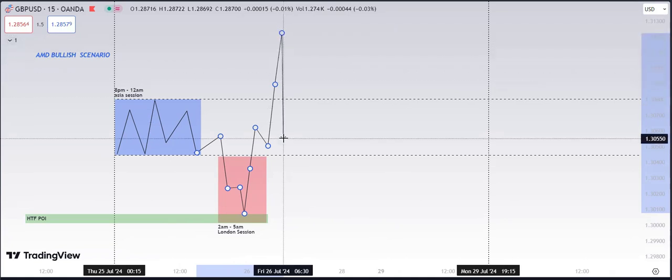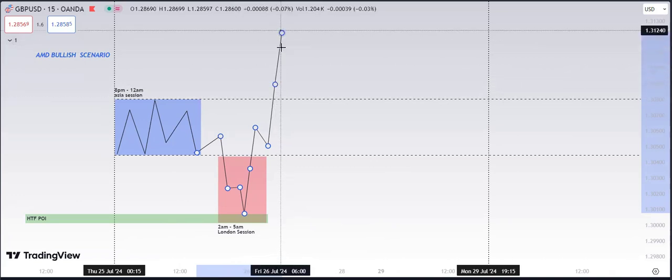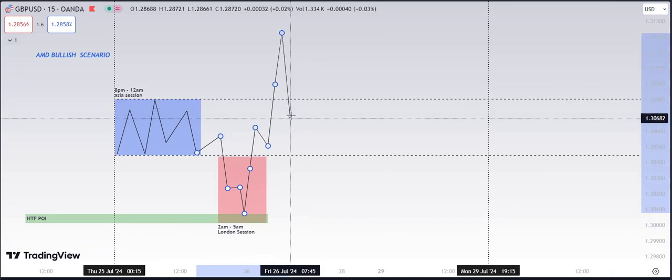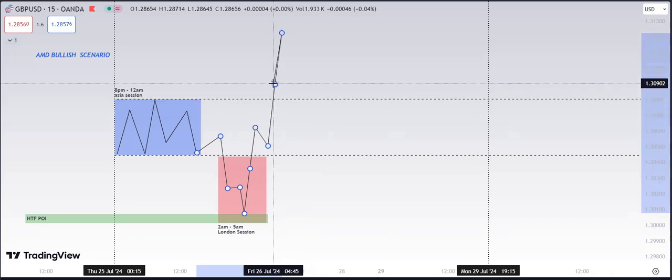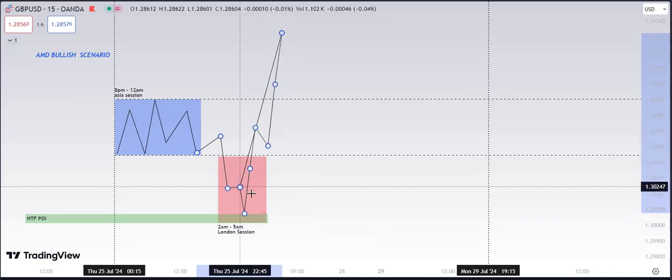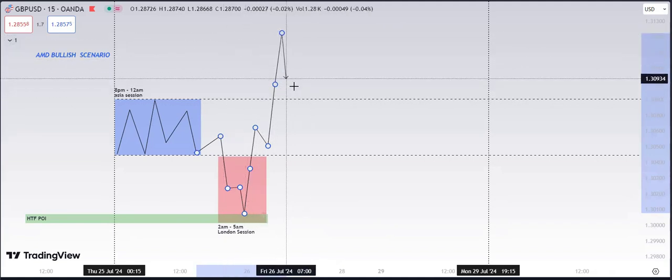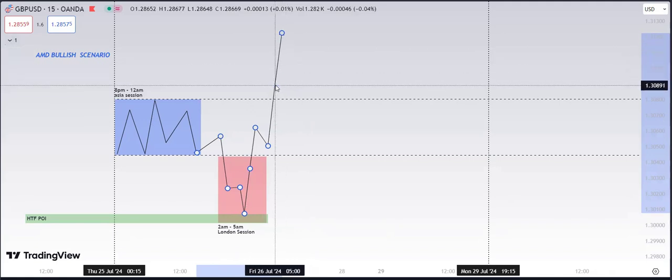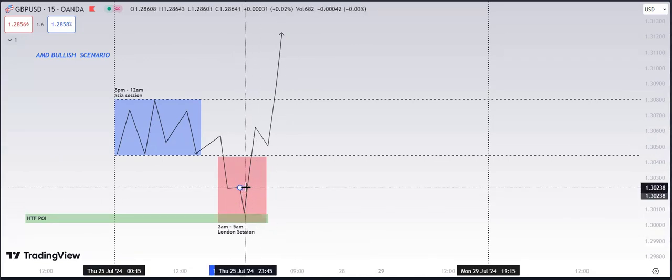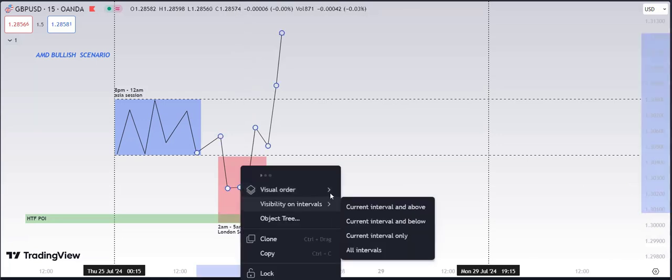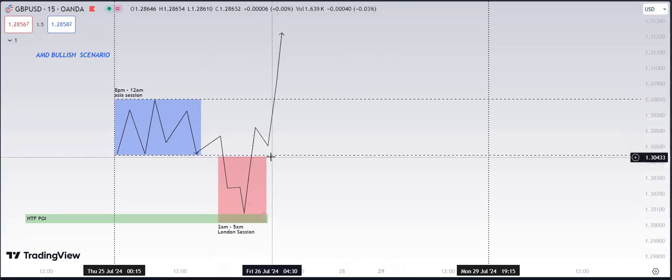What really matters to you is that you want to see this high formed before the New York Q zone opens. If it forms during the New York Q zone, it's still okay, it's still very perfect. But you don't want price to be in this zone while you are looking for entries. No. Your entries only come during the New York Q zone. Your entries only come during the New York Q zone.